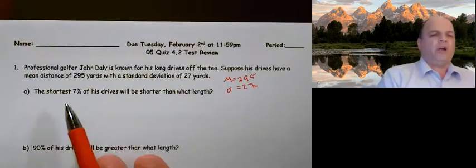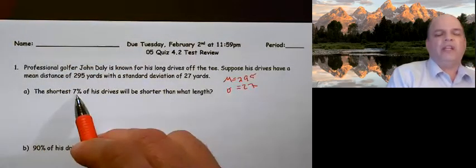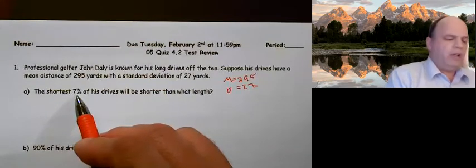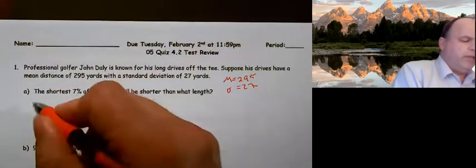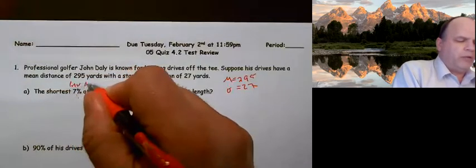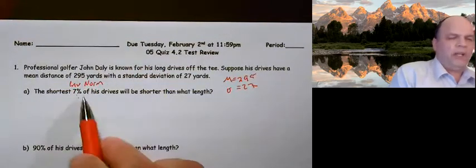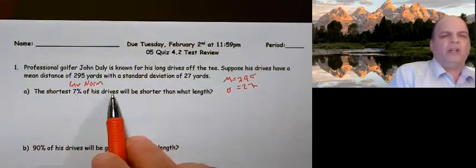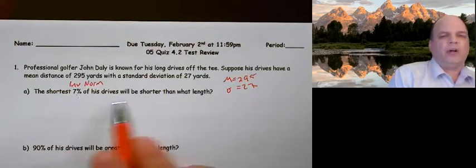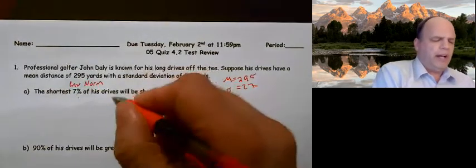Since we're working with an area, and since they gave us a percent, that means we're going to be working with an inverse norm. Remember, if they give you the area, it's an inverse norm. And we need to draw a picture, but first we need to figure out where this is. Anytime we have one of these, where it's shorter than or longer than, it really helps if we just take a moment and put an X down.